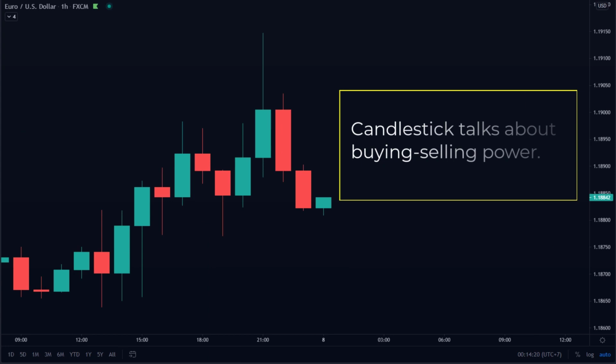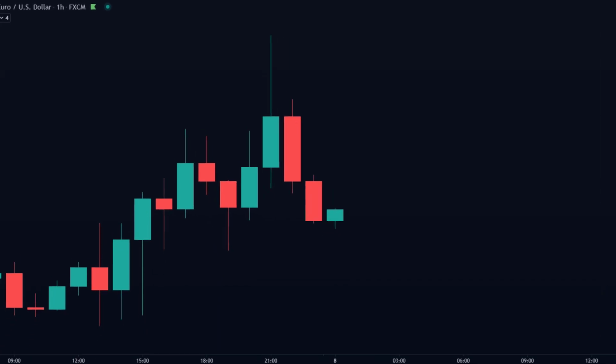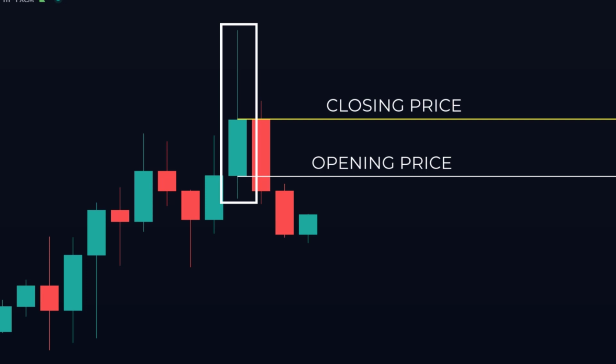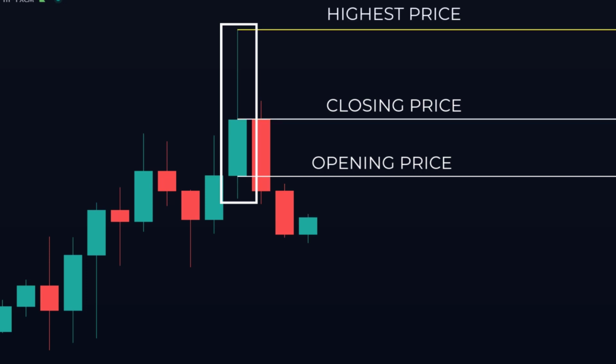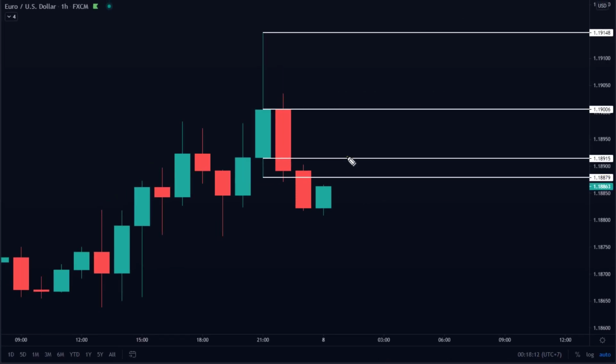We can also look at candlesticks to understand buying and selling power. For example, here we have a 1 hour candlestick on USD. This is the opening price. This is the closing price. This is the highest price and this is the lowest price. So the price will move from the opening price to the closing price. During the move, it will create the highest price and the lowest price, and it can go like this or like this.